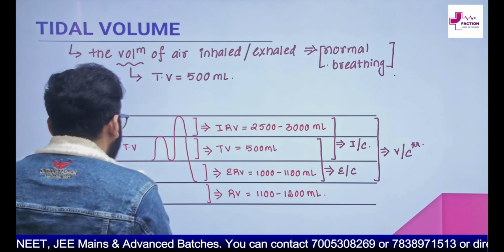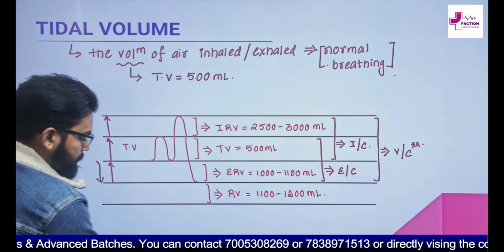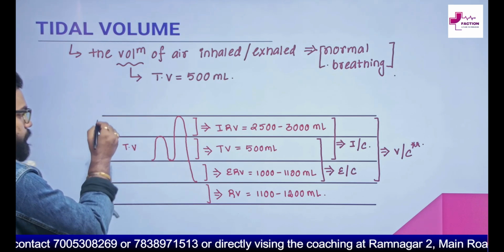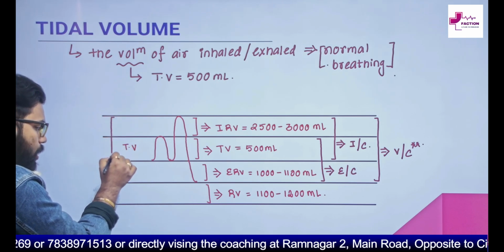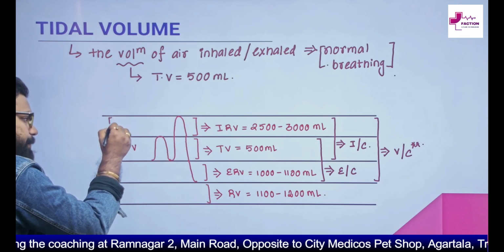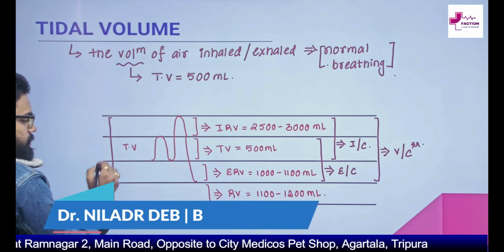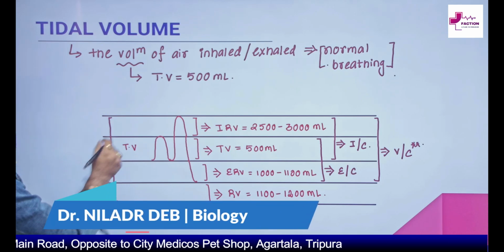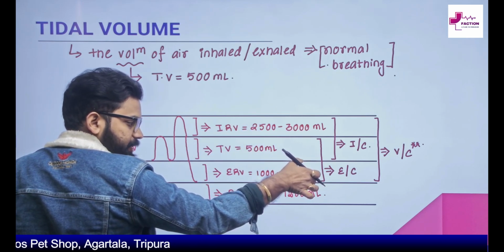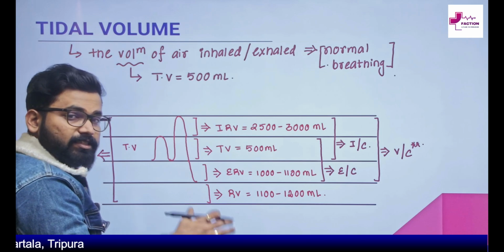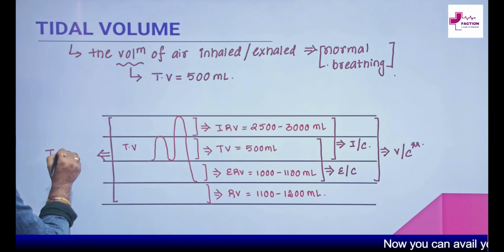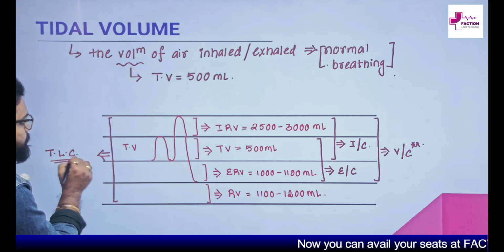Now, if I compare all these three, the entire one, what is the total capacity of your lungs? This is the inspiratory reserve volume plus tidal volume plus expiratory reserve volume plus residual volume. This is the total capacity of your lungs. This is called total lung capacity.